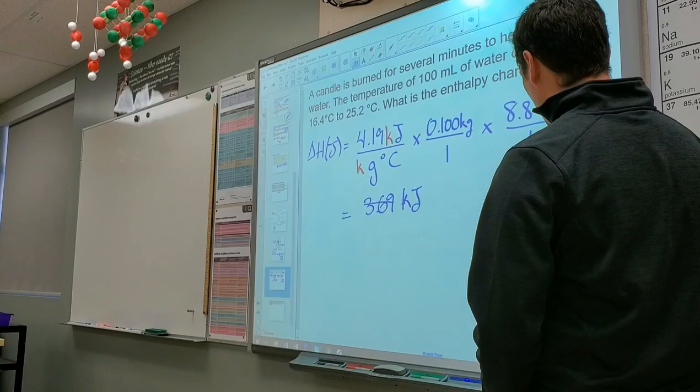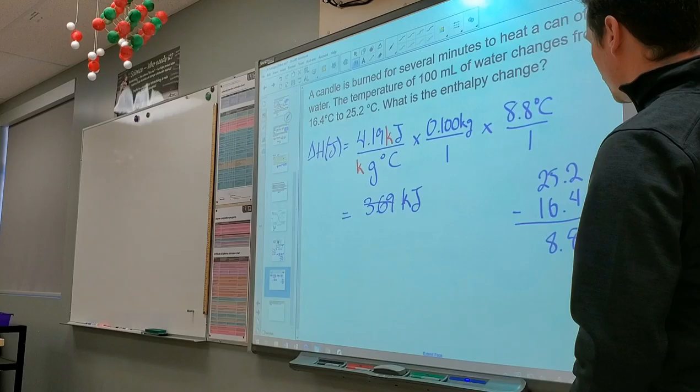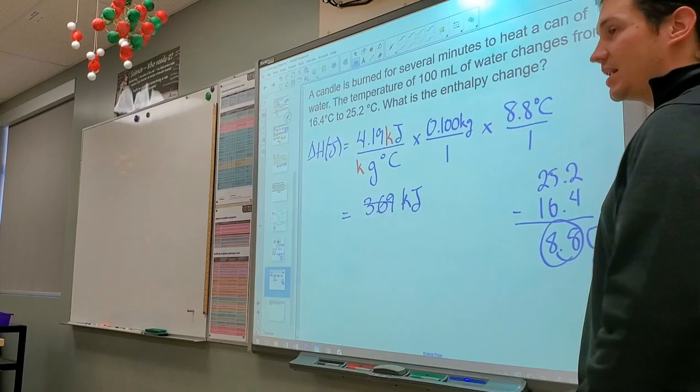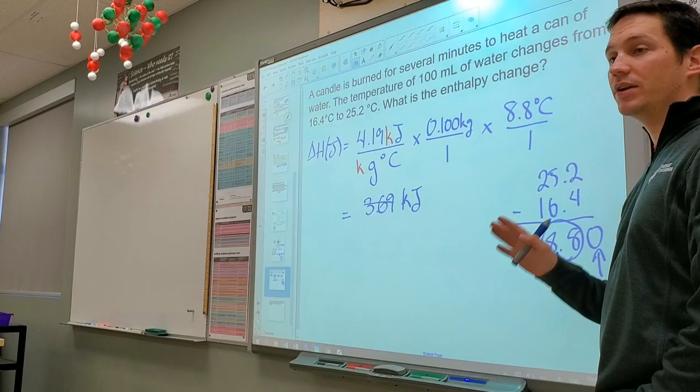If I went 25.2 and I subtracted 16.4, when I do this subtraction, there's only a difference of 8.8, not 8.80. Do we know if this is zero? Do we know what digit this is? No, we don't. So our actual information is truly two significant digits.